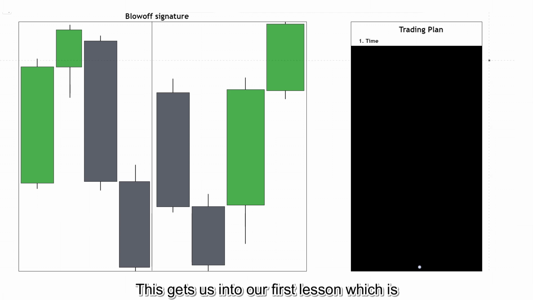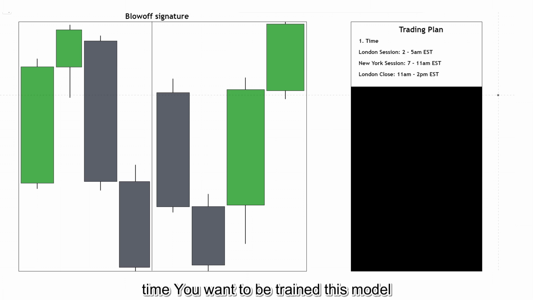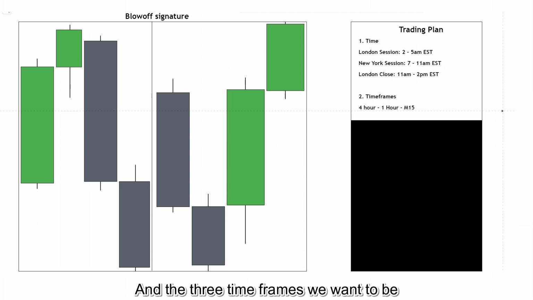This gets us into our first lesson, which is time. You want to be trading this model during either London session between 2 to 5 a.m. EST, New York session between 7 to 11 a.m. EST, or London close between 11 a.m. to 2 p.m. EST. And the three time frames we want to be focusing on are the 4 hour, the 1 hour, and the 15 minutes.